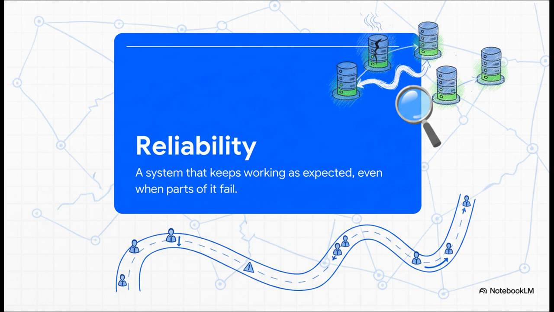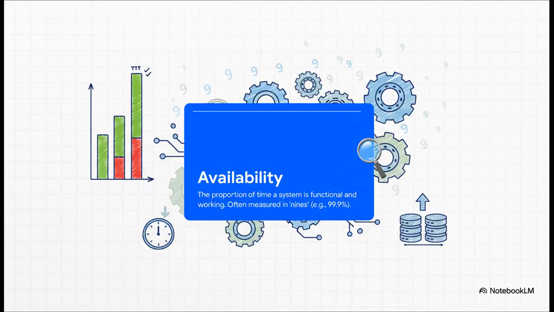Next up is reliability. You can think of this as your system's toughness. It's the promise that if one server suddenly goes offline, your app doesn't just die with it. It keeps on working. Maybe it's a little bit slower for a minute, but it stays up and running for your users. Then we've got availability.